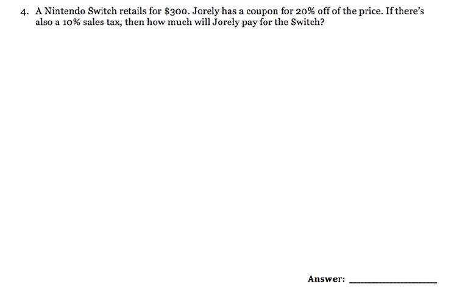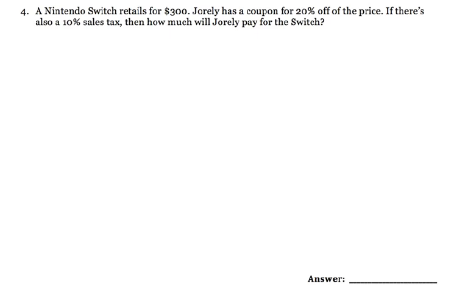For problem 4, we're back to Jorelli and his Nintendo Switch. So you'll notice that the problem says that the Nintendo Switch still retails at $300, and Jorelli still has a coupon for 20% off the price. However, we're now also adding a 10% sales tax to the calculation. So we still have to figure out how much Jorelli will pay for his Nintendo Switch.